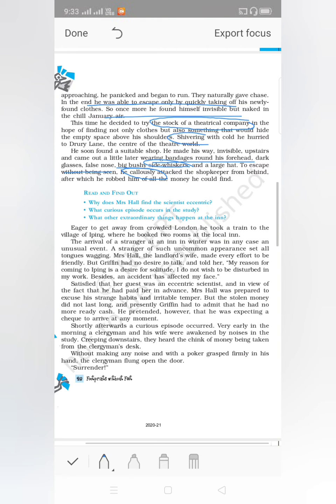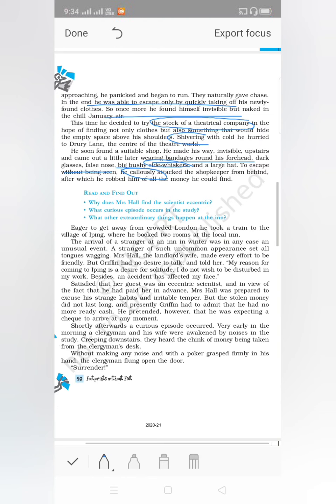Now, he decides to try the clothing of the theatrical world, as he knew that he would surely find something there to cover his face with. He would not only find the clothes there, but the other things, the costumes and the props, false moustaches, hats, and others. So, he quickly reached Drury Lane, the center of the theatrical world, as he was shivering with cold. He needed some clothes to wear. He was feeling very cold.